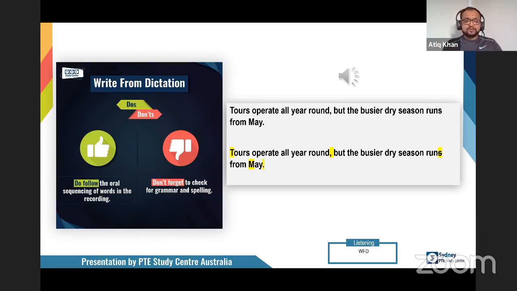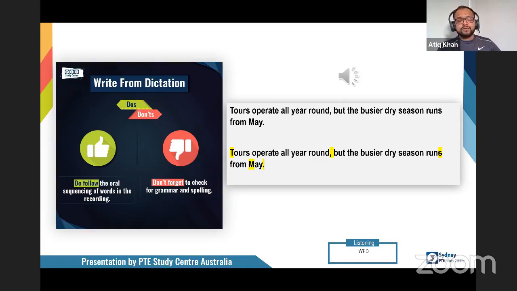However, as the sentence was spoken in one flow and was joined together with the help of a connector, we've got to put a comma before the connector. This is the grammar rule, right? And also there are other elements. For example, some of you may have written down, but the busiest season run from May. Now, it was said runs from May. You miss out on that suffix, and that's a zero, that's a spelling mistake.